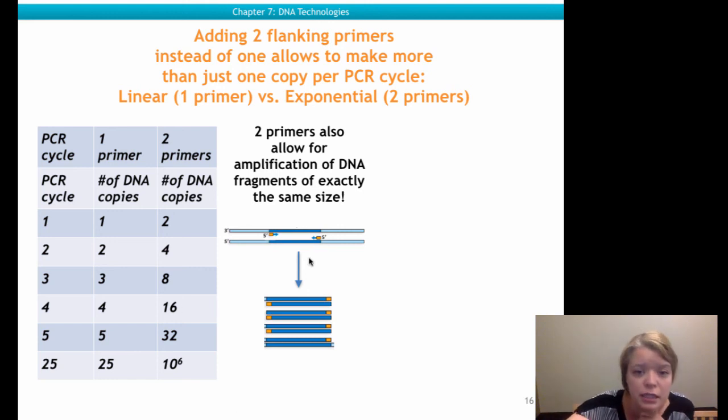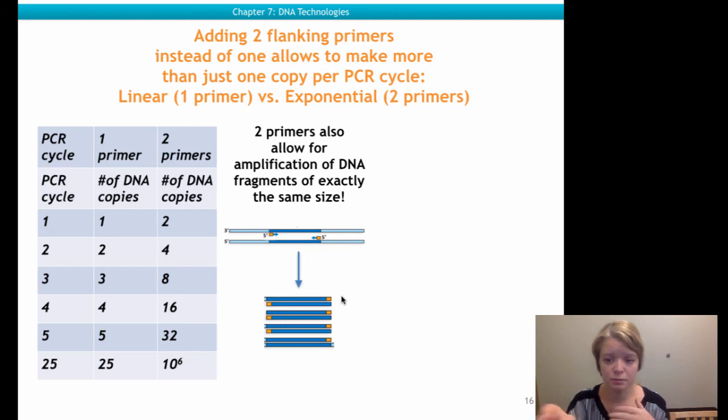You can see here that the orange are the primers, and then after a while you get a bunch of fragments of the short size. There'll still be some molecules that are template DNA. It doesn't just magically disappear. But the overwhelming majority of the molecules will all be the same length.